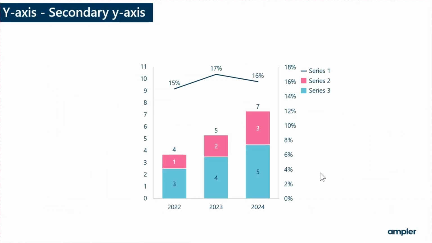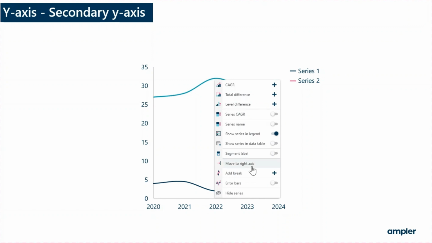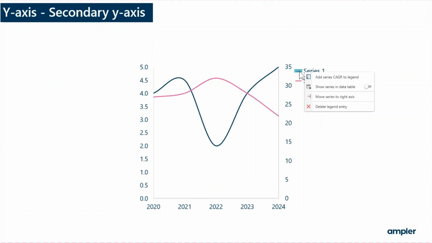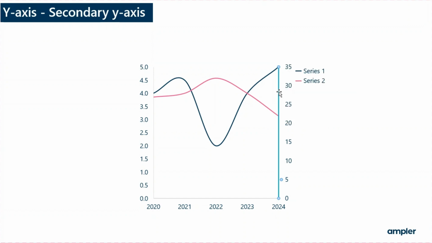In some cases, you have related data that does not share the same scale. Line charts and combination charts allow you to have both a primary and a secondary y-axis with different scaling. To move a data series to a secondary axis, right-click on the series and hit Move to Right Axis. This can also be done directly from the legend. The secondary axis can be scaled and formatted in the same way as the primary axis from both the Format menu and the Context menu.